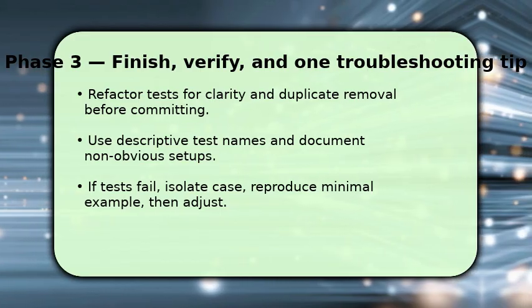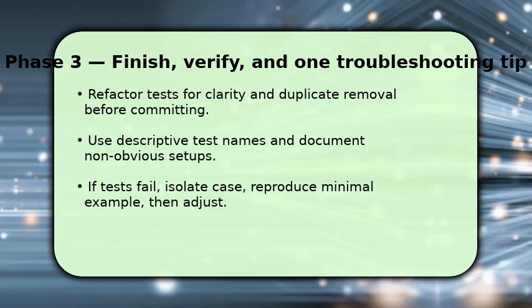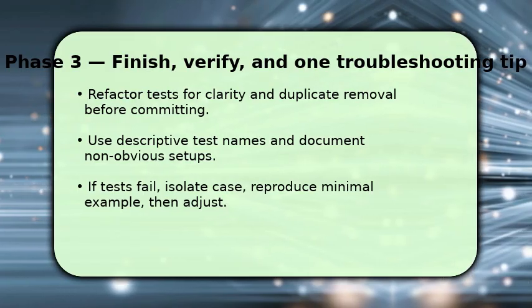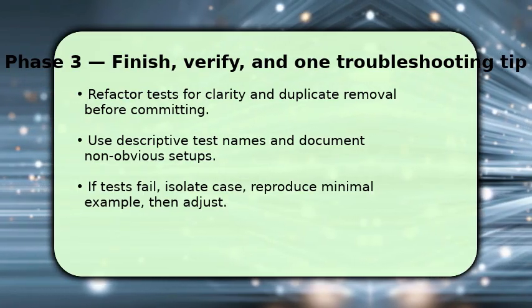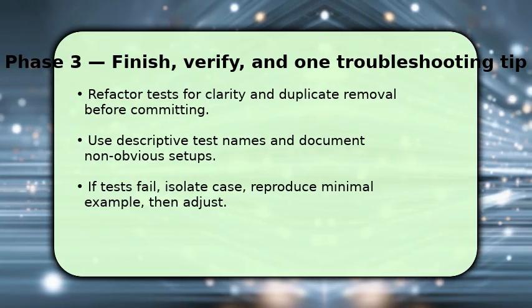If something breaks, isolate the failing test and reproduce it with a minimal example to determine whether the issue is in code, test, or Copilot suggestion. One key tip: if outputs differ, assert intermediate values. This helps pinpoint whether logic or test expectations are the problem.